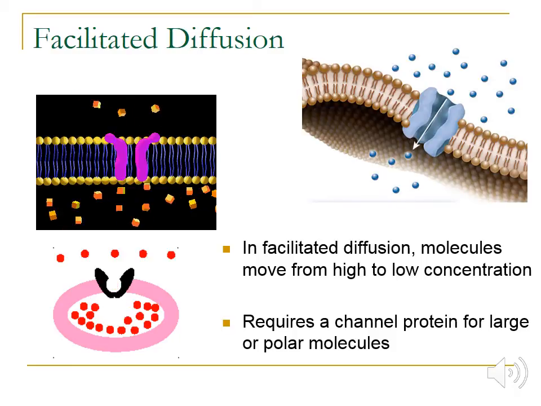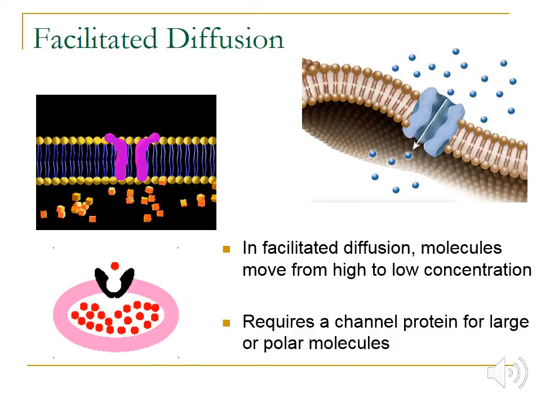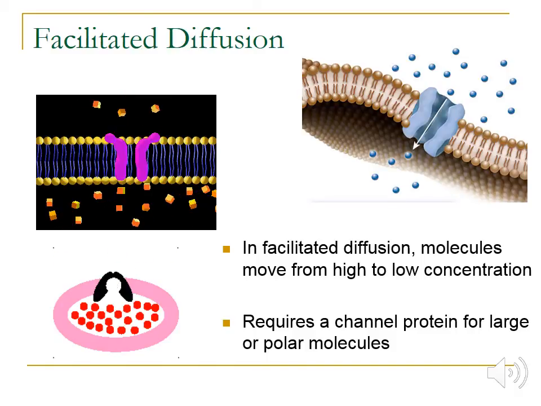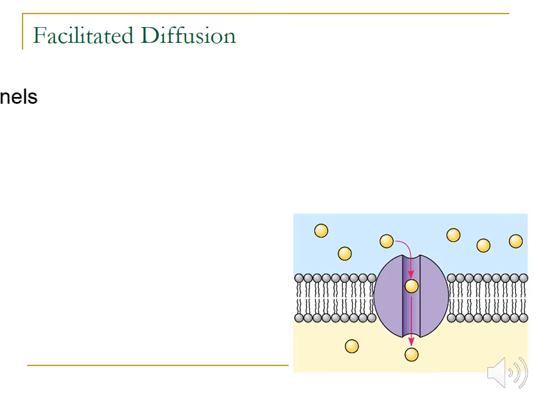There's also a type of facilitated diffusion that uses not a channel protein but a carrier protein, and that carrier protein changes shape when the molecule enters it. However, you can see that the molecule is still moving down the concentration gradient.